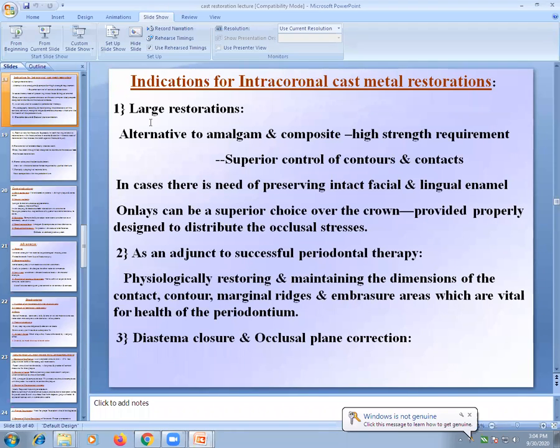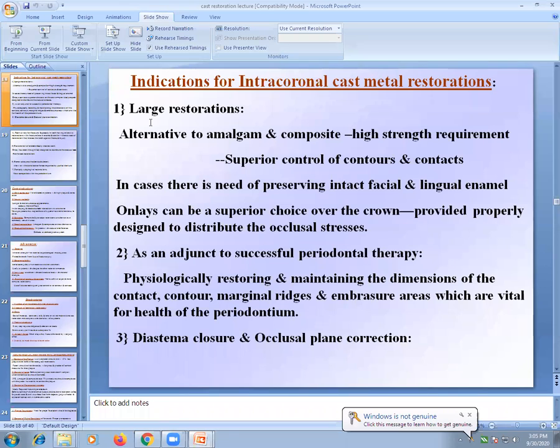The second one is an adjunct to successful periodontal therapy. As I already told you, due to intracoronal cast restoration, we get superior control over the contacts and contours. If we restore these contacts and contours and maintain their dimensions, then the health of the periodontium is preserved.